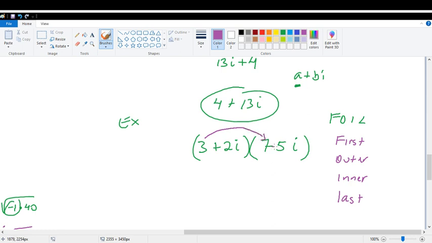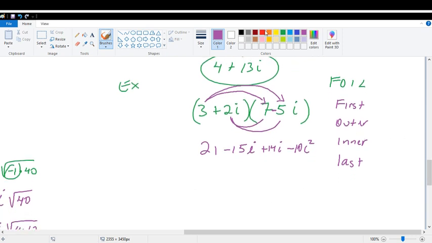All right, there's a negative right here. So we got 3 times 7 is 21. And then we do the outer. 3 times negative 5i. Well, that's going to be negative 15i. Then we do the inner here. So 2i times 7, and that becomes 14i. 2i times negative 5i. So negative 10i squared. Okay, so just like any other expression, you always need to simplify. So these two are like terms. So negative 15i plus 14i, really that becomes just negative 1i.